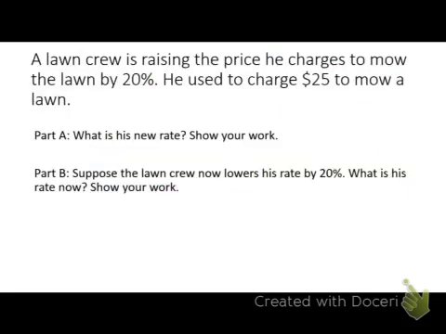A lawn crew is raising the price he charges to mow the lawn by 20%. He used to charge $25 to mow a lawn, so we want to know what's the new rate. If we used to charge $25 and now we're going to charge 20% more, we're going to charge 100% of that $25 and 20% more. So that means that we are now going to be paying $30 to have someone mow our yard. So $30 is the new rate.